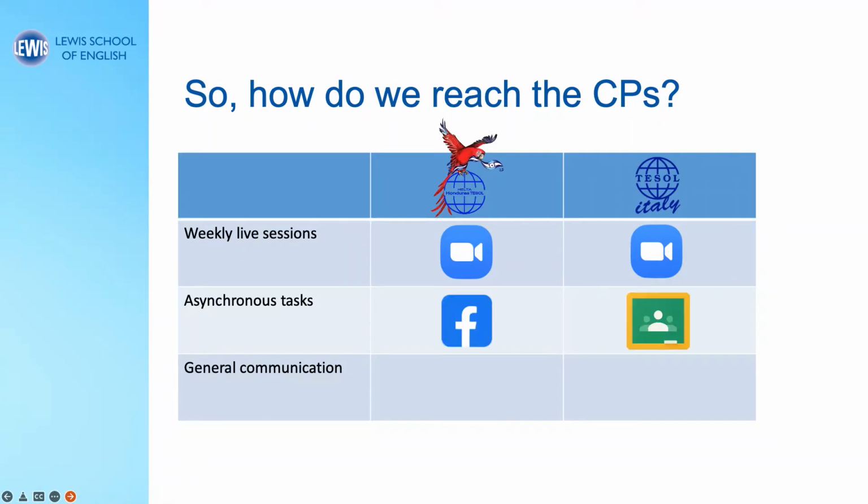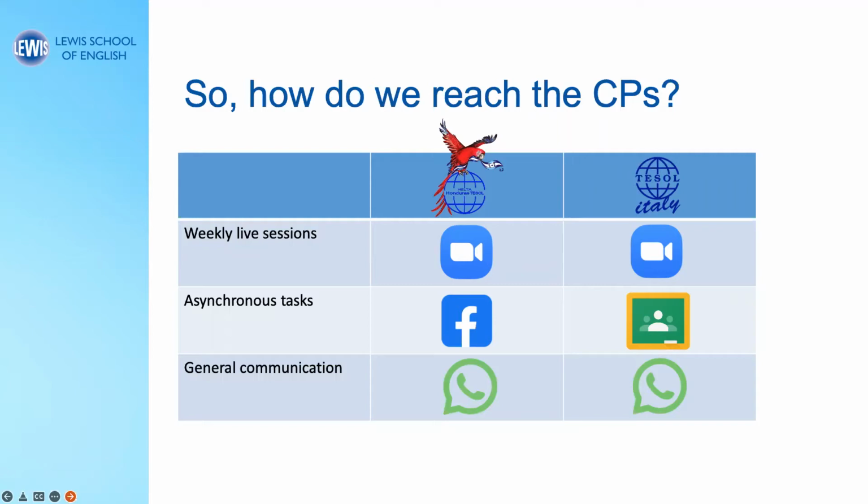For the asynchronous tasks, Honduras had told us that Facebook was quite commonly used for professional development courses, which was a new thing for us. When we came to do Prelim 2 with Italy, it was Google Classroom. So we were told a lot of the participants would be familiar with Google Classroom, so that might be the easiest platform to use. And then for the more general communication, the more ad hoc communication, we were told that WhatsApp would be a good choice for that particular thing.